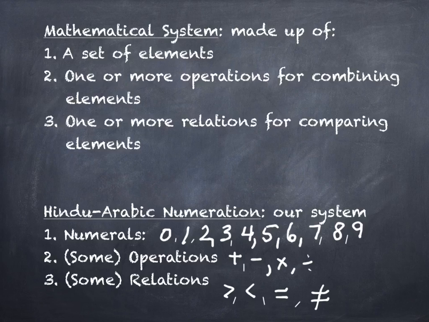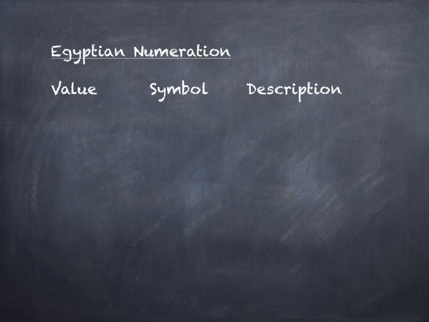So this is our system. But what was the section titled here? Historical. So we're going to look back into history at some of the other numeration systems that have preceded ours. And at least in most of the cases, we're going to talk about maybe why that system didn't stick around. All right? So the first one that we're going to take a look at is the Egyptian numeration system.